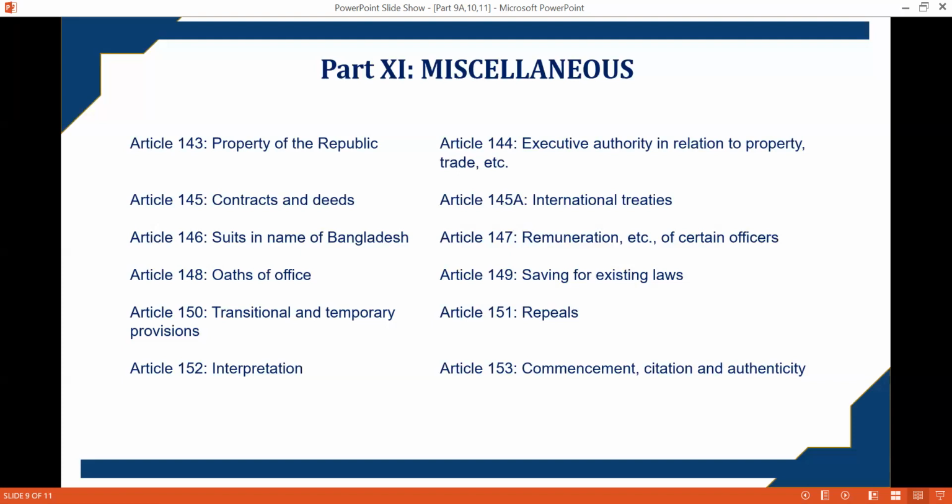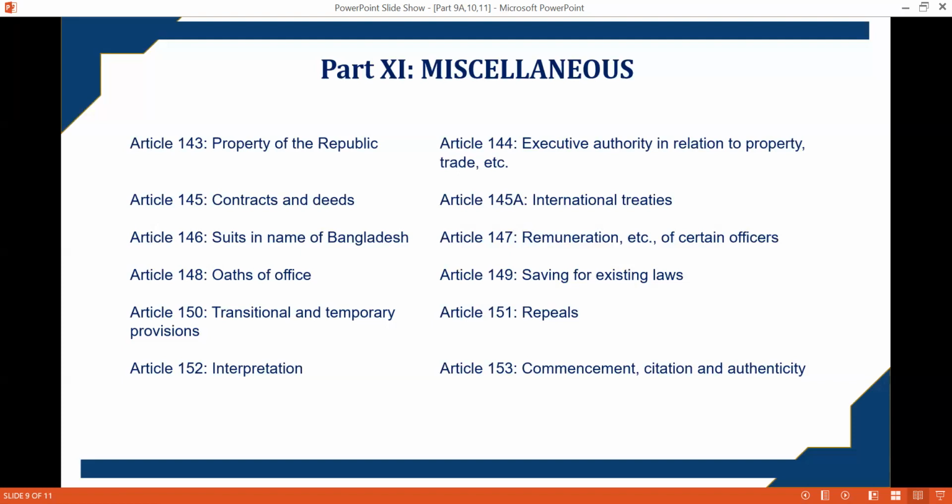Under Article 150, in the period between 7 March 1971 and 16 December 1972, the historical speech of 7th March 1971 and the Declaration of Independence made by the father of the nation, Bangabandhu Sheikh Mujibur Rahman, on 26 March, and the Proclamation of Independence made by the Mujibnagar government on 10th April 1971, as set out in the 5th, 6th, and 7th Schedule of the Constitution, respectively, are the historical speech and instruments of the independence and struggle of freedom of Bangladesh, deemed to be transitional and temporary provisions for the said period.